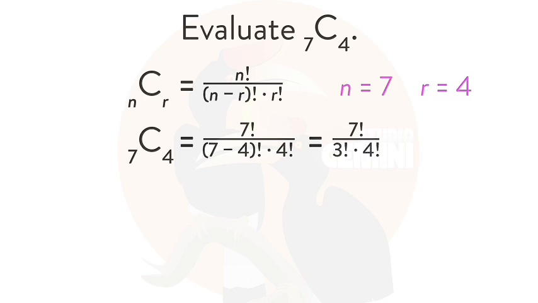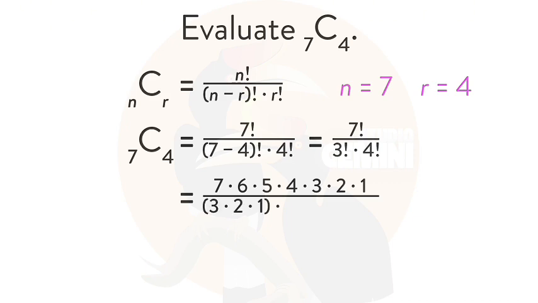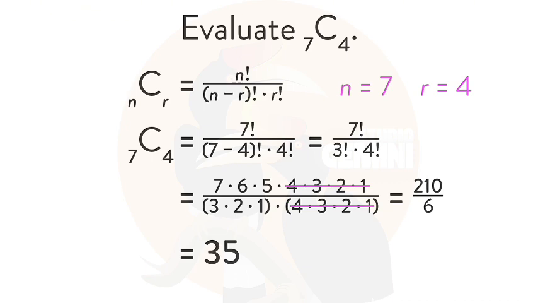If we expand our factorials, we have 7 times 6 times 5 times 4 times 3 times 2 times 1, and 3 times 2 times 1 times 4 times 3 times 2 times 1. Notice we have 4 times 3 times 2 times 1 in both the numerator and the denominator, so we can cancel out those factors. Just like last time, we have 7 times 6 times 5, which is 210, and 3 times 2 times 1, which is 6. 210 divided by 6 is 35. Great, this is exactly the answer we got before. There are 35 different combinations of donuts we can put in the basket.